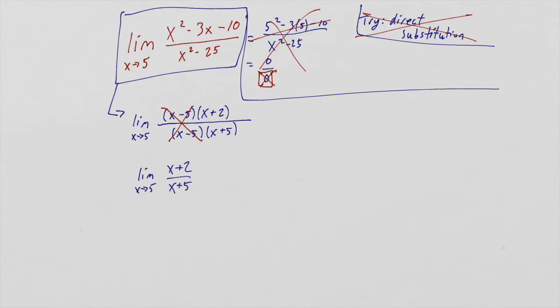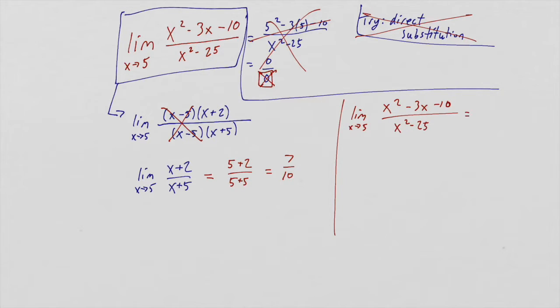Now, let's try substituting this in again. We get 5 plus 2 over 5 plus 5, which is 7/10. So our original problem, the limit as x approaches 5 of x squared minus 3x minus 10 over x squared minus 25, equals 7/10.